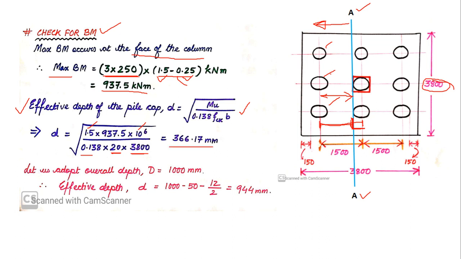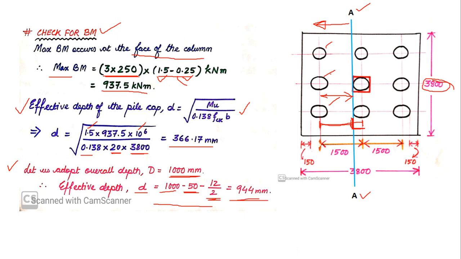If I solve this, I will get the effective depth as 366.17 millimeter. Now what I do is adopt the overall depth as 1000 millimeter so that I am on the safer side. So if I adopt an overall depth of 1000 millimeter, the effective depth will be 1000 minus the clear cover, which is 50 millimeter, minus half of the diameter of the reinforcement. I am assuming a 12 mm diameter reinforcement bar, so it will be 12 by 2. If I solve this, I will get the effective depth as 944 millimeter.